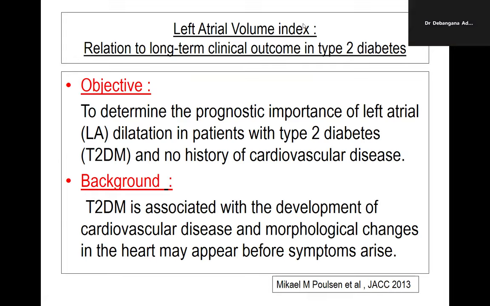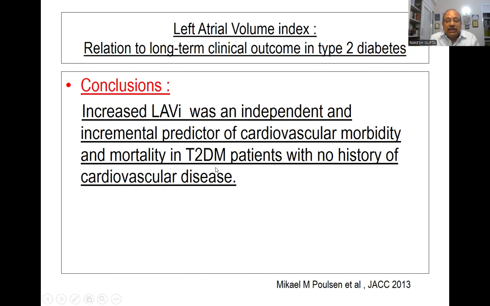LA volume index in relation to long-term clinical outcome in type 2 diabetes. The aim was to determine the prognostic importance of LA dilatation in patients with type 2 diabetes with no history of cardiovascular disease. All of us understand diabetes is associated with development of cardiovascular disease, and morphological changes in the heart may appear before symptoms arise. You know what the conclusion was? This is a 12-year study. The conclusion is that increased LA volume index was an independent incremental predictor of cardiovascular mortality and morbidity in type 2 diabetes with no history of cardiovascular disease.